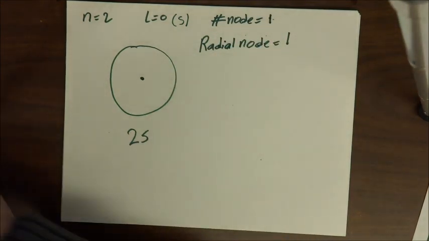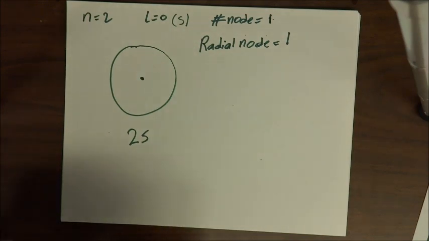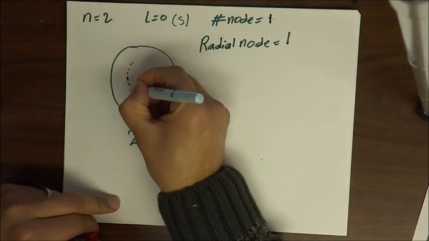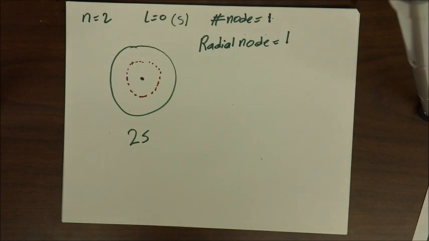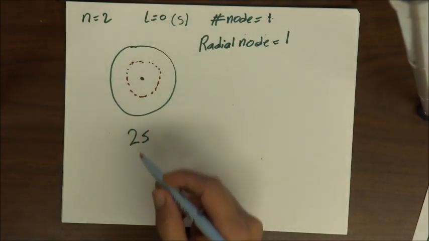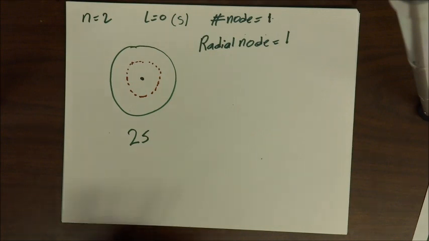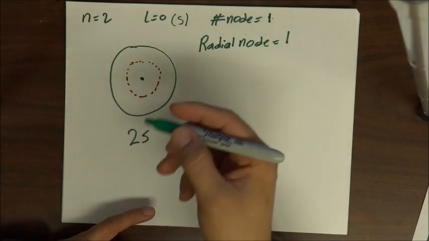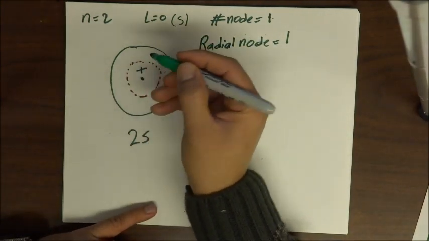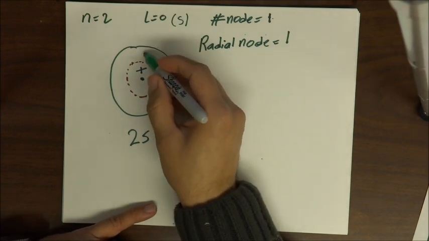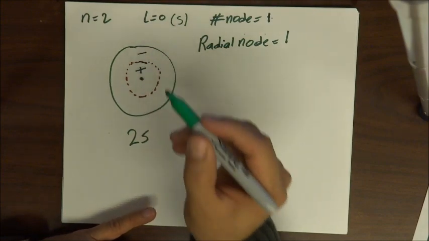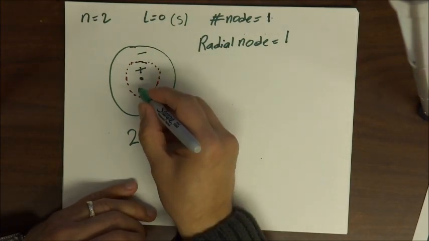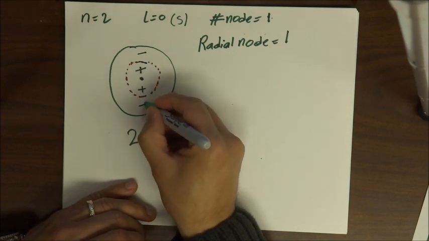The way you show a radial node is as a circle, but with dotted lines. We have one nodal surface. That nodal surface will change the sign of the phase from positive to negative or negative to positive. Start with one sign, say for example positive. When you reach the node, turn to negative. Here you have positive, you pass the first node, it will be negative.